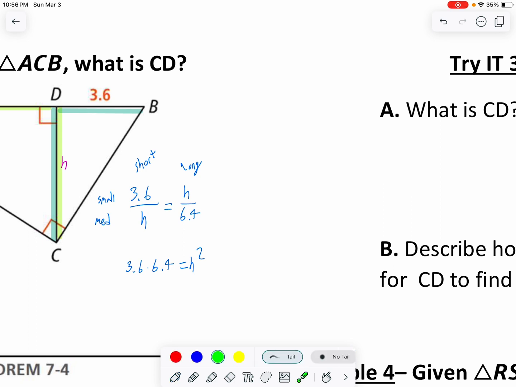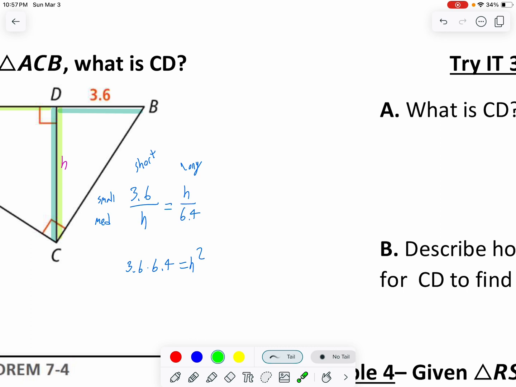And by the way, just to make sure we understood how I did that, I cross-multiplied. Multiplied the h's to get h squared. Multiplied the 3.6 and the 6.4. If you remember that cross-multiplication from 6th and 7th grade math, we're using it right here. All right, so I've got 3.6 times 6.4 is equal to h squared. I want to solve for h.